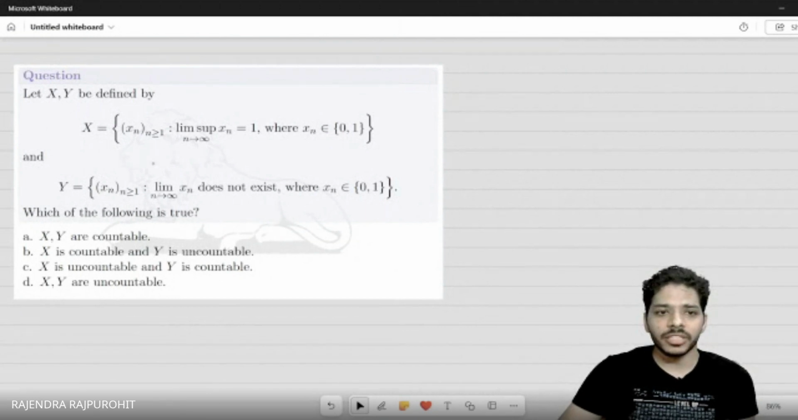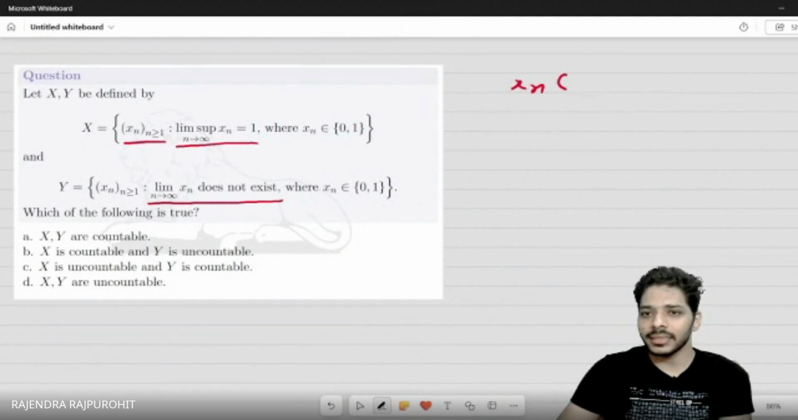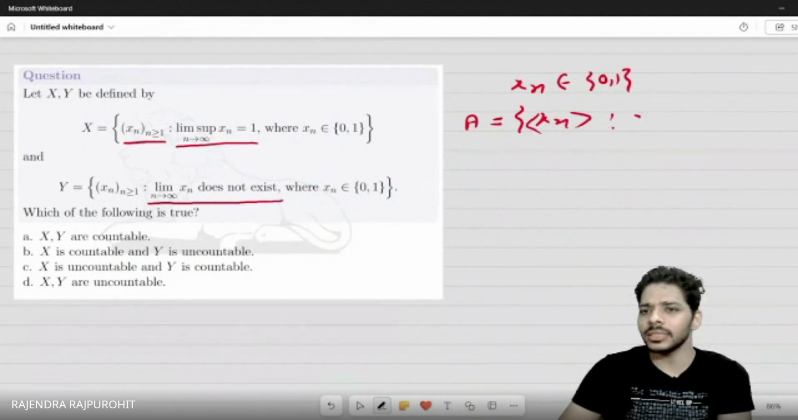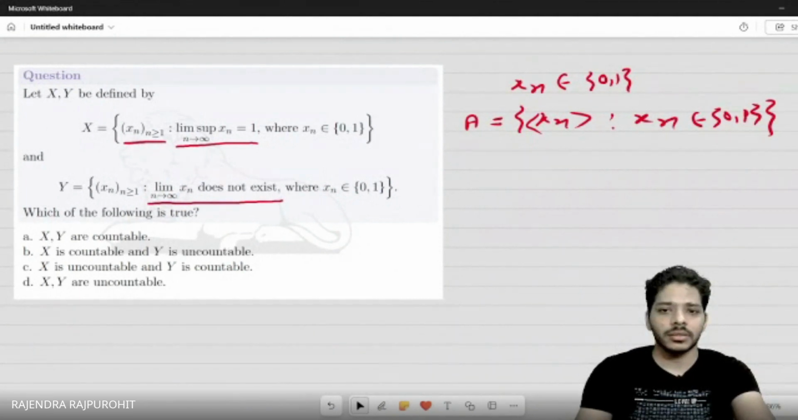So in set number 1, we have all those sequences whose limit supremum is 1, and all those sequences whose limit does not exist. Okay. So now our sequence actually belongs to {0, 1}. So xn is in {0, 1}. Now let us consider another set, call it A. I take a set A in which I consider all the sequences xn such that xn is a sequence in {0, 1}. Now can anyone tell me whether this A is countable or not?